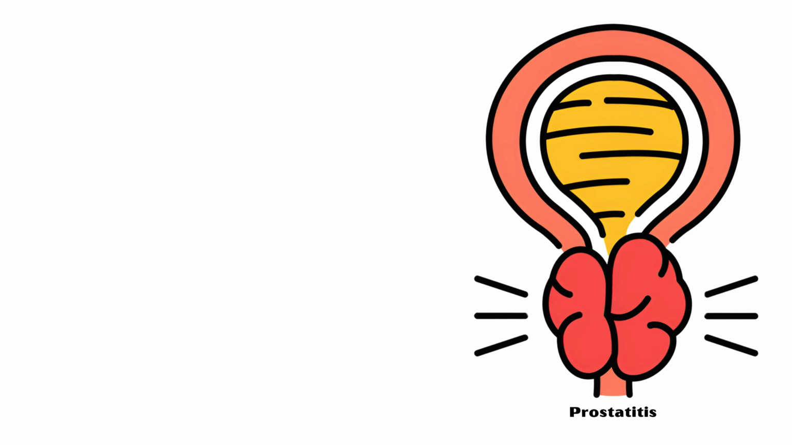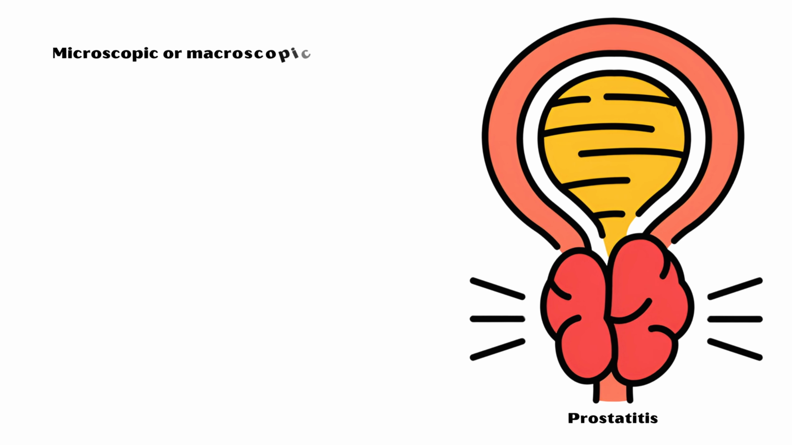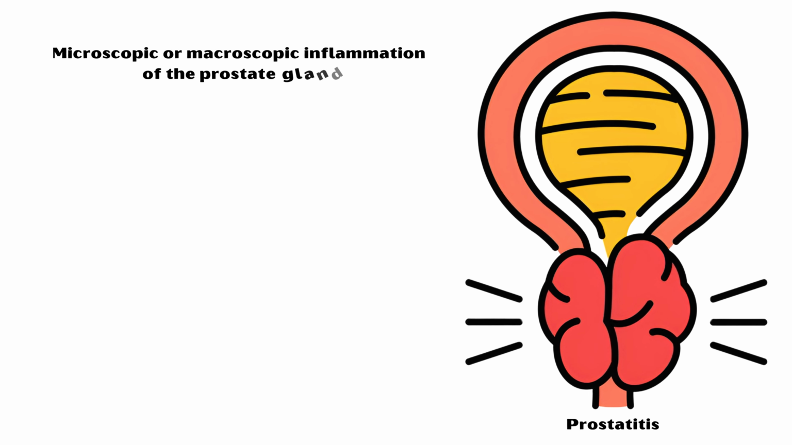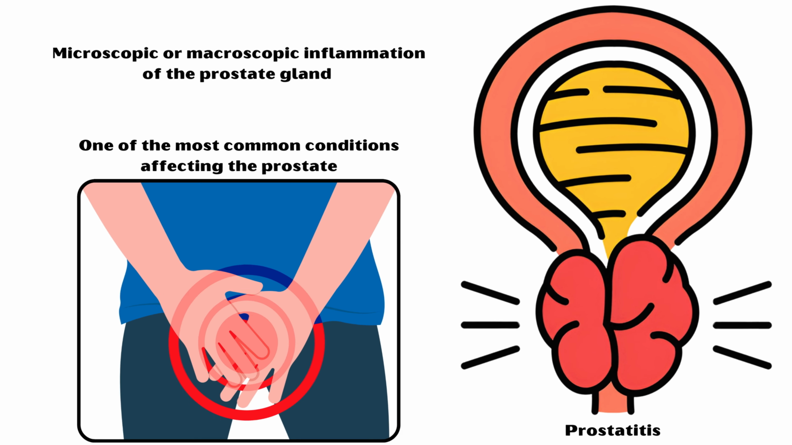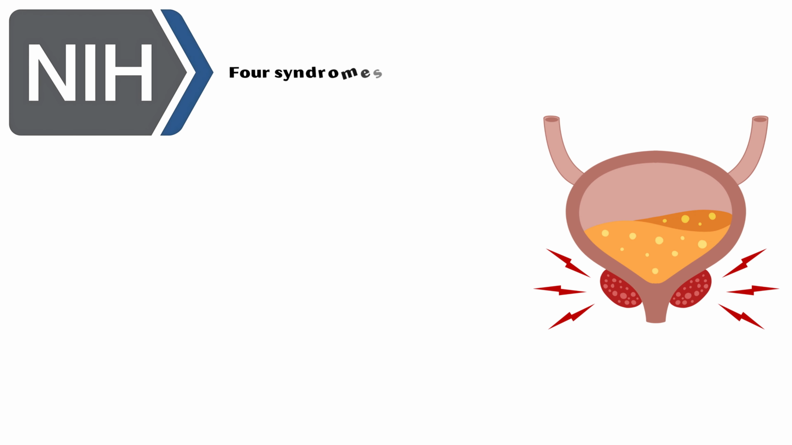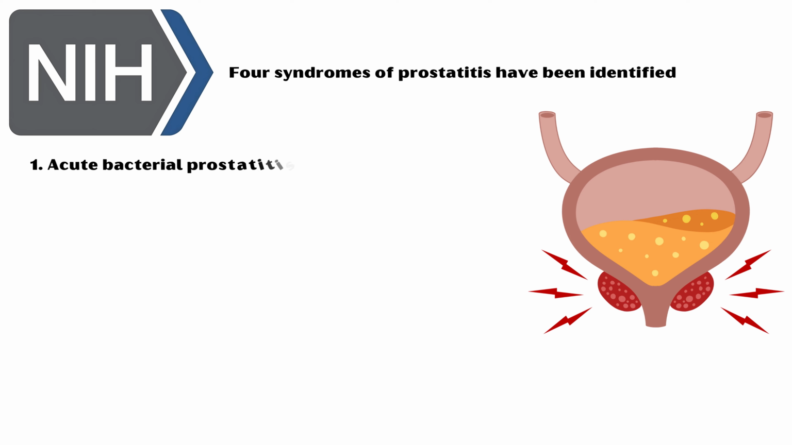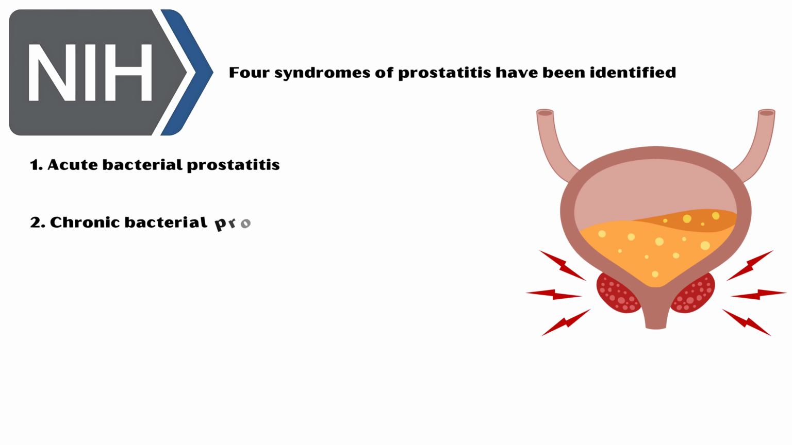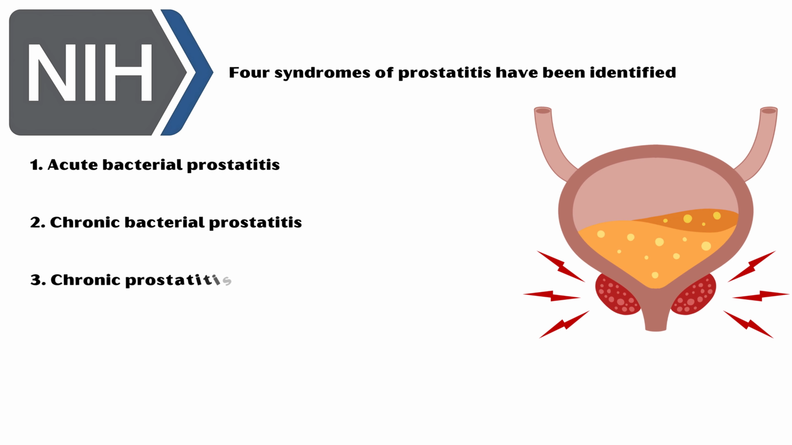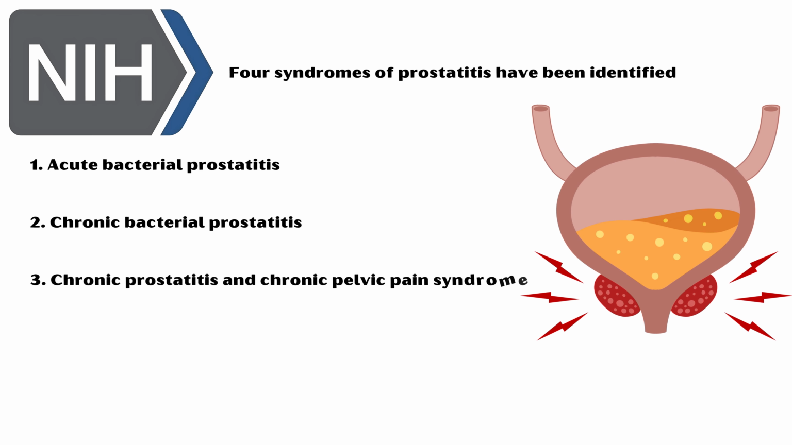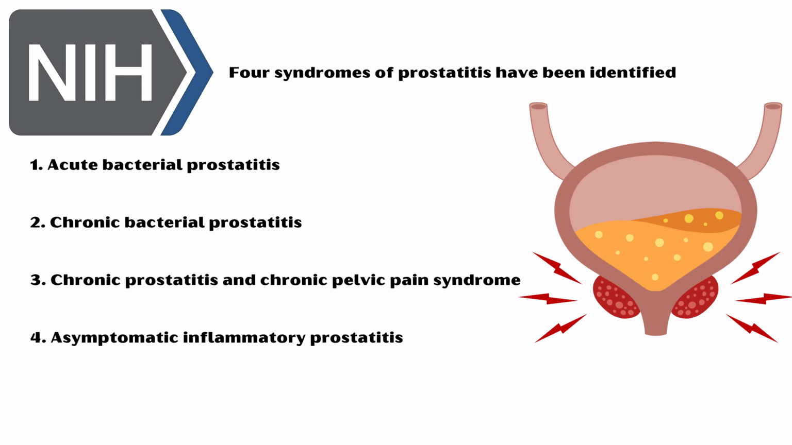Prostatitis is defined as microscopic or macroscopic inflammation of the prostate gland and is one of the most common conditions affecting the prostate. According to the National Health Institute, 4 syndromes of prostatitis have been identified: acute bacterial prostatitis, chronic bacterial prostatitis, chronic prostatitis and chronic pelvic pain syndrome, and asymptomatic inflammatory prostatitis.